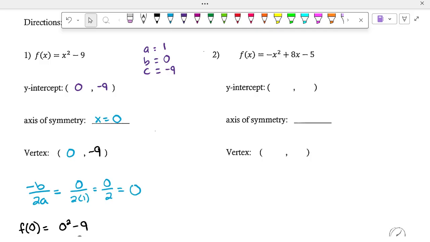So if we were to get kind of an idea of what this graph actually looked like. First off, my vertex would be at 0, -9, so it'd be right here. Axis of symmetry would be what? X equals 0, which is what on the graph? The y-axis. The axis of symmetry would be right here.